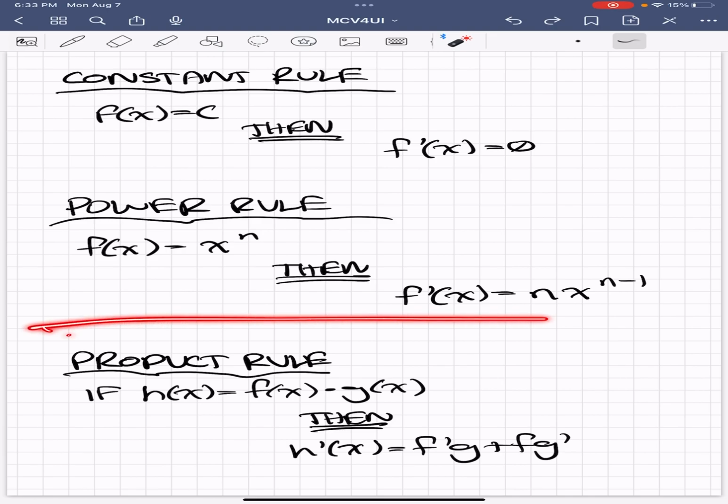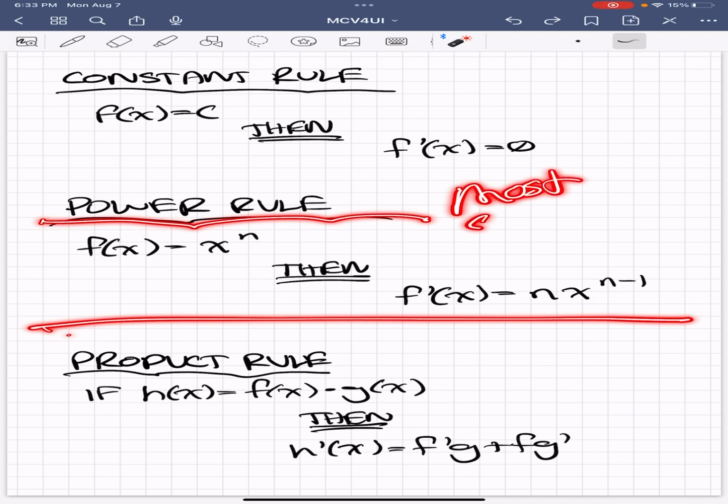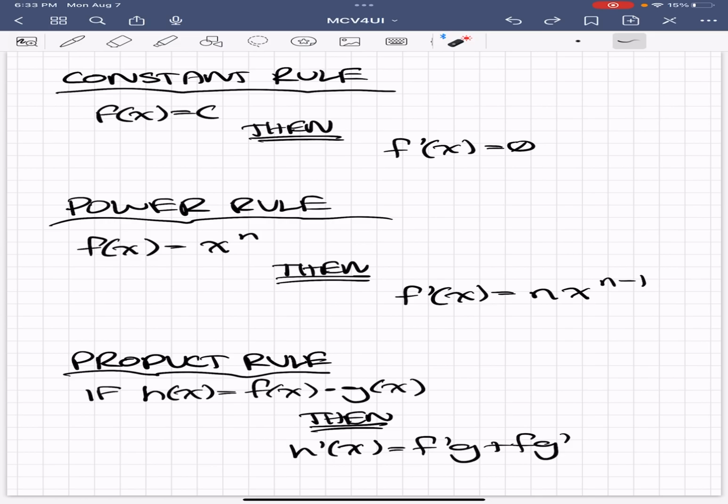We have the power rule, which is the most commonly used. So f of x equals x to the power of n, then the derivative of f of x equals n as a coefficient, x to the power of n minus 1.